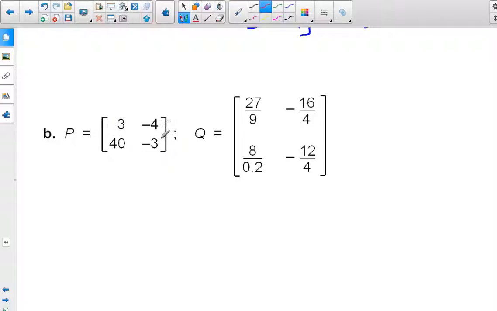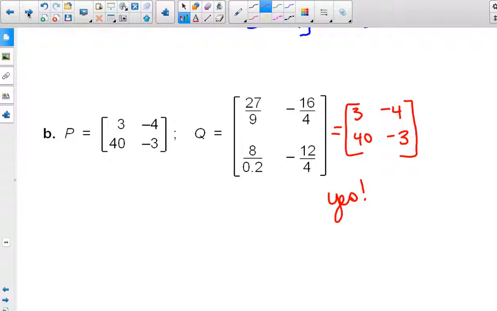Matrix P is already simplified, so let's take a look at Q. 27 over 9 is 3. 8 divided by 0.2 is 40. -16 over 4 is -4. -12 over 4 is -3. Okay, so comparing these two matrices, all of the elements are equivalent. So therefore, yes, these matrices are equal.